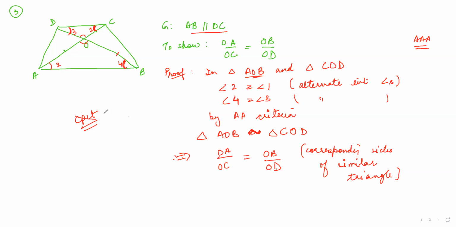So don't write CPCT, it was for congruency, congruent part of congruent triangles. Here we write corresponding sides of similar triangles or corresponding angles of similar triangles, that way. So have you written? Yeah. Okay. Next question now.